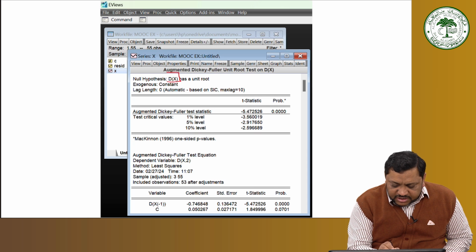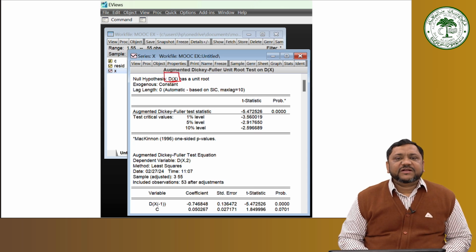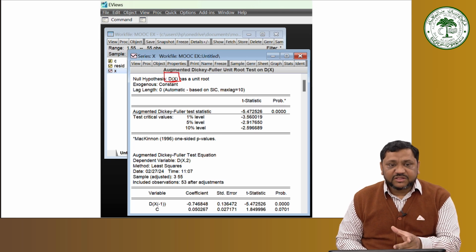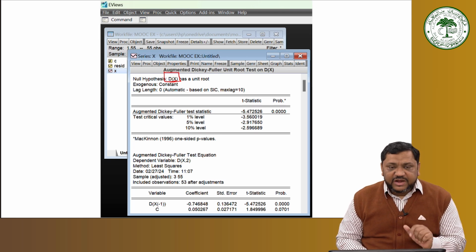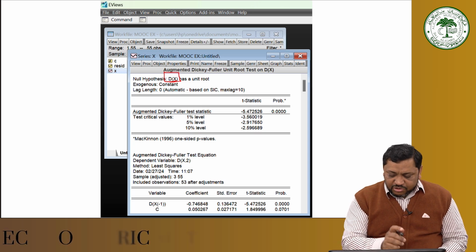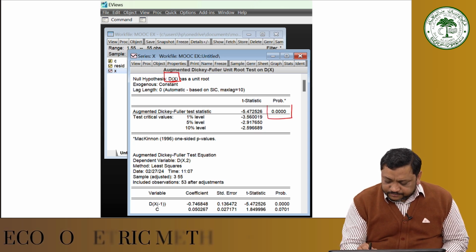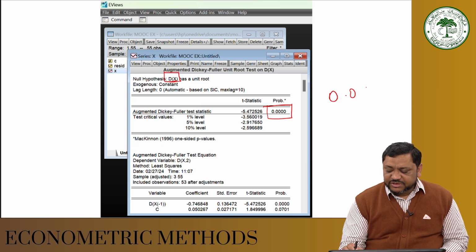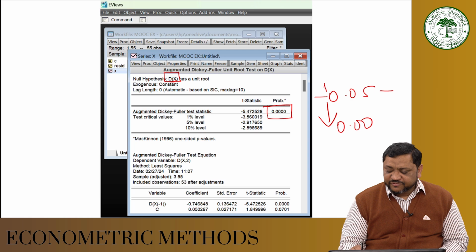That's why you see it is written now: we are not testing the stationarity of x, rather we are testing the stationarity of dx, which means first order differencing. Now the moment we do this, the value is no longer more than 0.05, it is less than 0.05. So it means the process is now stationary.